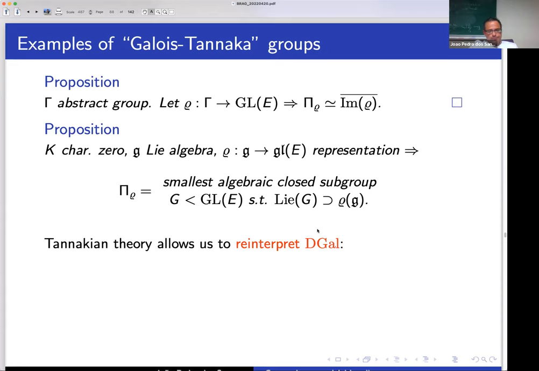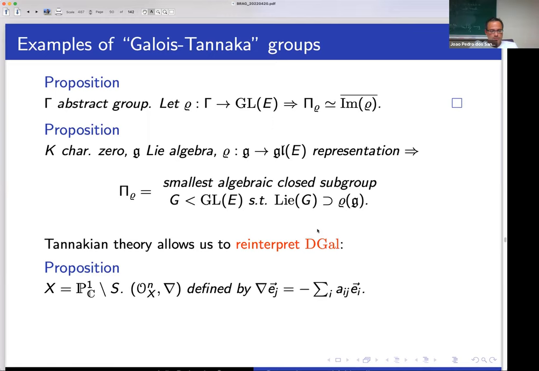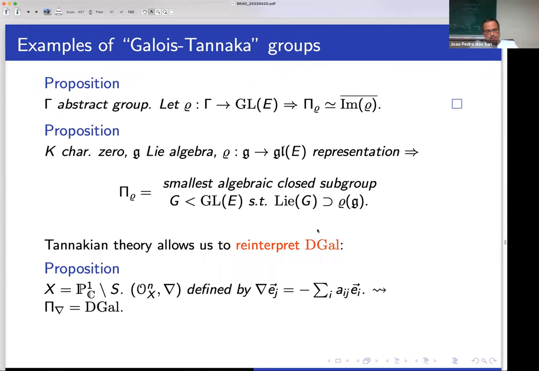Okay. So to end, recall I talked about abstract groups, Lie algebras, and the abstract category of differential equations. And of course, the Galois-Tannaka group in that setting will be the DGal. Okay. So assume that you are in the setting of the beginning of the lecture. So X is just P1 minus a bunch of points. And you have your differential equation given by a differential system, and then of course the pi of this object will be the Galois group which I started with. So it means that the Tannakian theory recovers the differential Galois group of the beginning. Okay, so this is just to see that everything is up and running. Very well.